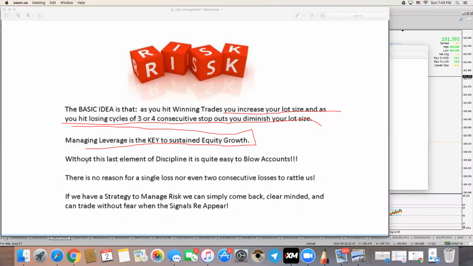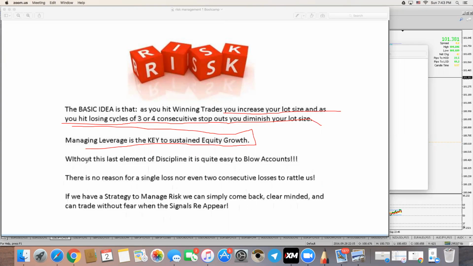There is no reason for a single loss, nor even 2 consecutive losses, to rattle us. Why? Because we have risk management. It's not going to bother us a lot. Now, if you're placing 3 standards on a $1,000 account and you have 2 losses, you're down minus 600. You're going to get emotional and start beating your wife, kicking your dog, like my teacher says. That's Steve Maldo who says that.